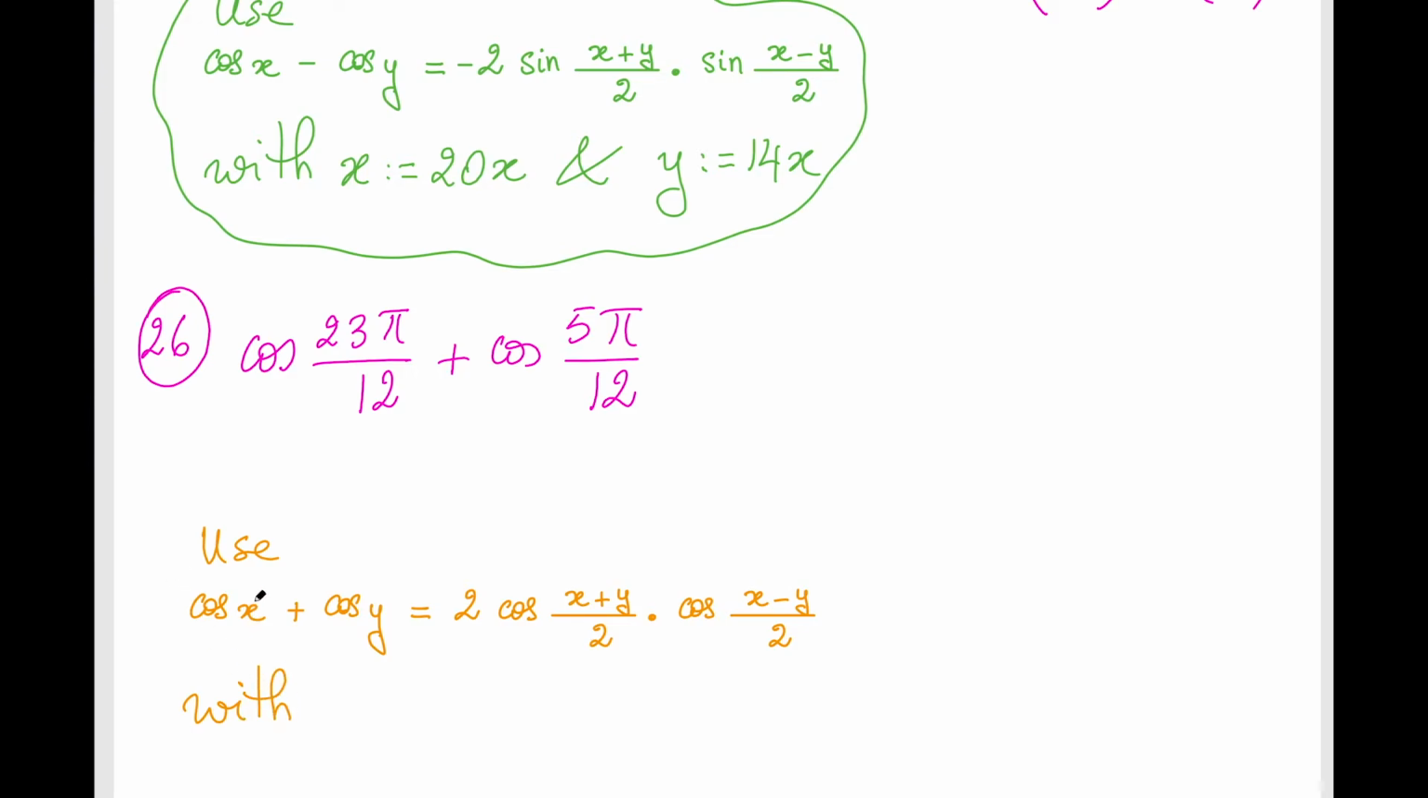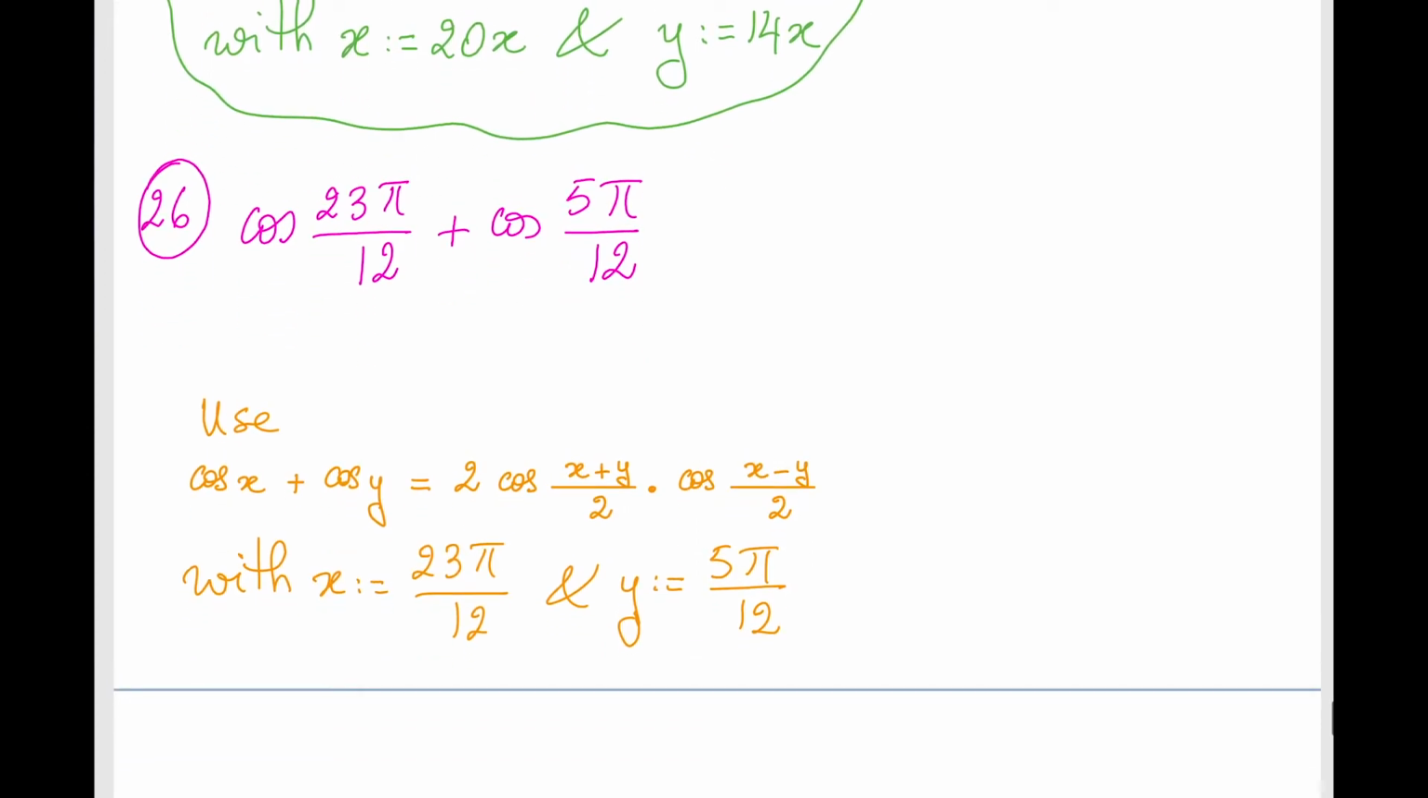So the x in the formula is what here? The x in the formula is the angle that cosine is acting on. So who's that in this case? It's 23 pi over 12. In cosine x plus cosine y, the x can be either of the two angles, and y has to be the other one, right? Because addition is commutative, it doesn't matter which one you choose as x, as long as the other one is y. How about x being 23 pi over 12, and y being the other one, which is 5 pi over 12.